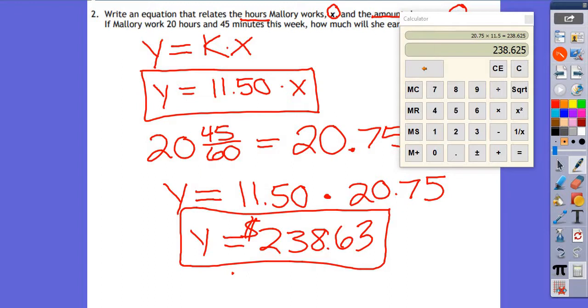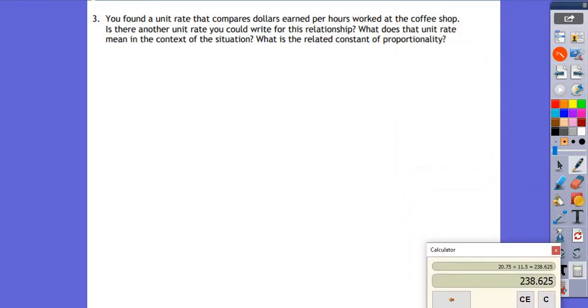Number 3. It says you found a unit rate that compares dollars earned per hours worked at the coffee shop. They want us to find another unit rate. Well, forget this question for a minute. I always go back to something easy, like miles per hour. That's a unit rate. Or I could look at hours per mile. That's another unit rate. It sounds funny, but it's still a unit rate.